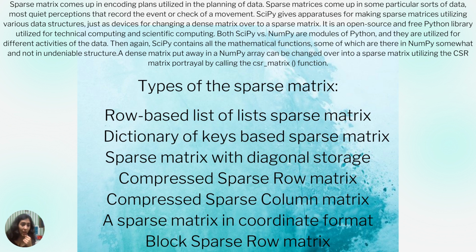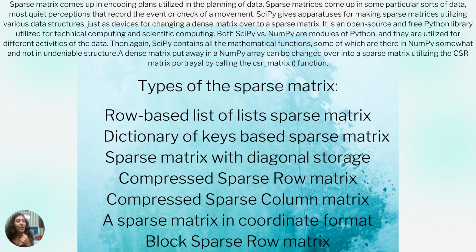Then again, SciPy contains all the mathematical functions, some of which are there in NumPy, somewhat and not in desirable structures. A dense matrix put away in a NumPy array can be changed over into a sparse matrix utilizing the CSR matrix representation by calling the csr_matrix function.